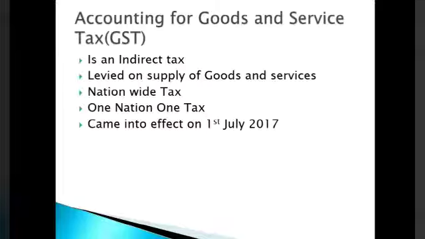The next one, a very important one I am going to revise, is about the accounting for goods and service tax, that is GST. GST is an indirect tax which is levied on the supply of goods and services, and it is a nationwide tax. It is also called One Nation One Tax, and it came into effect on 1st July 2017.